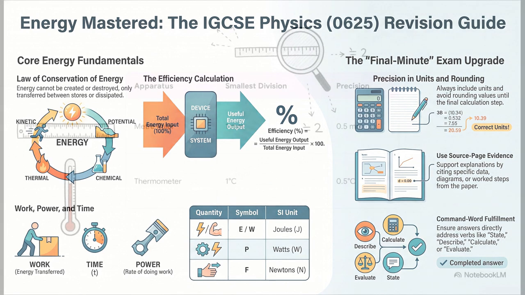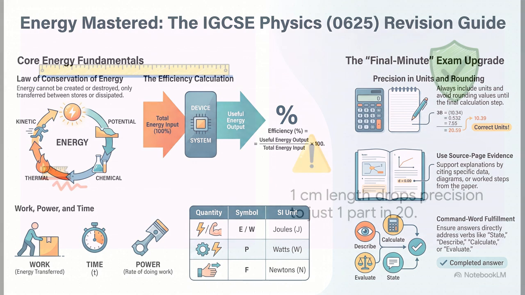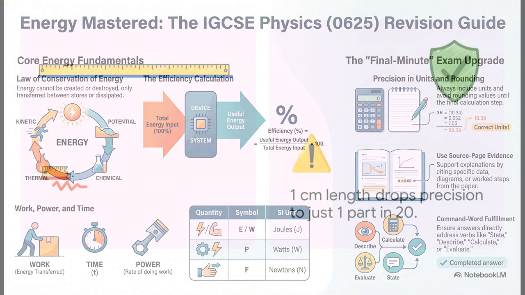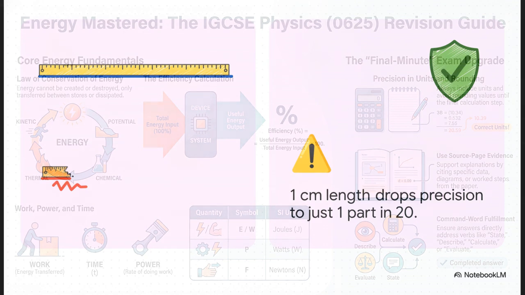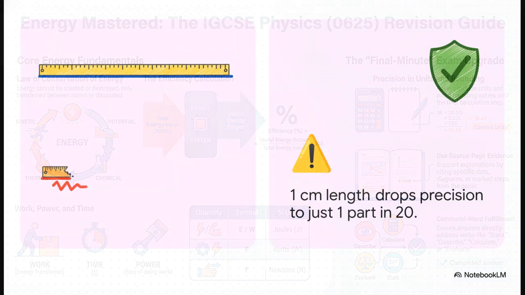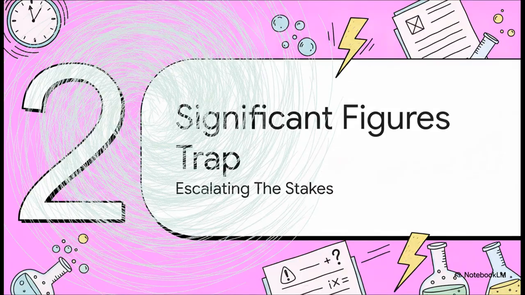And this brilliantly illustrates why the length of what you're actually measuring matters so much. Let's contrast these two. A measured length of 1 meter, which is 1,000 millimeters, right, gives you a precision of 1 part in 2,000. But if you measure just 1 centimeter, wow, your precision plummets to 1 part in 20. Basically, the precision becomes a much smaller, much safer proportion of your measurement the longer the length you are measuring.